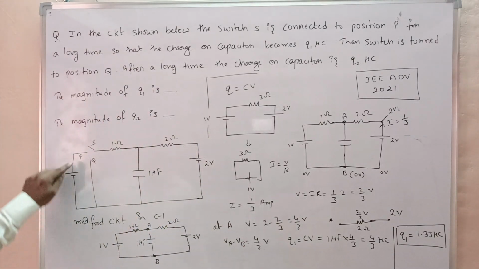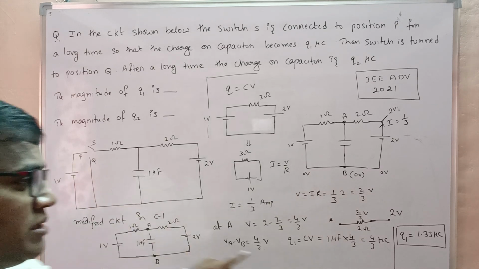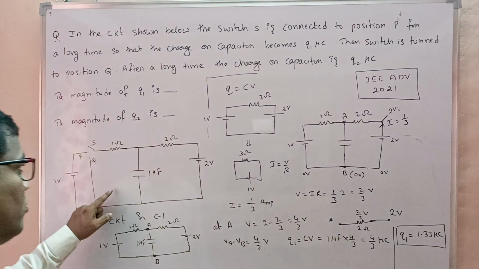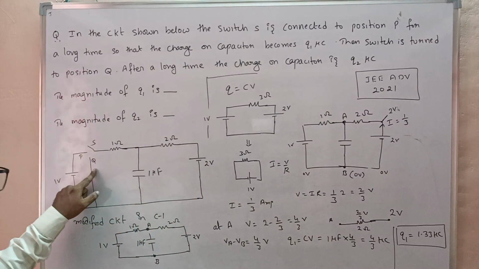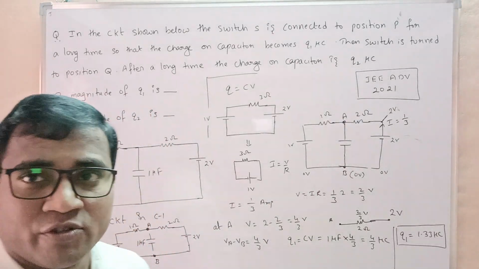When it is connected to P, the charge across the capacitor is 1.33 mu C. Similarly, we will try to find out when it is connected to Q, how much charge will be stored. Try to understand.